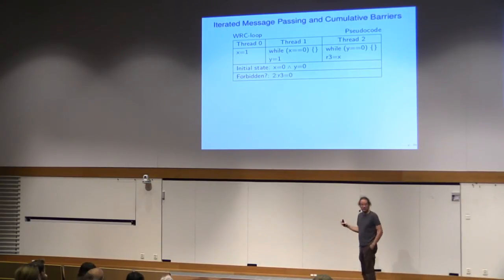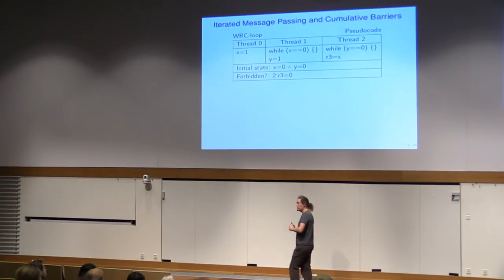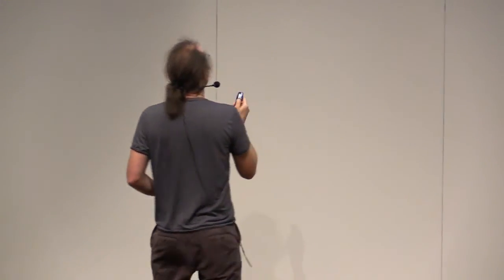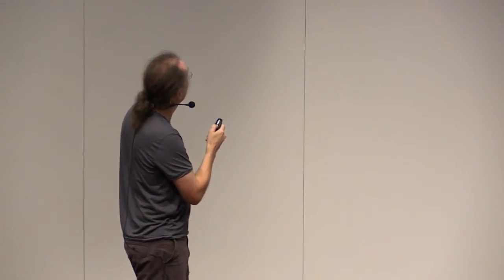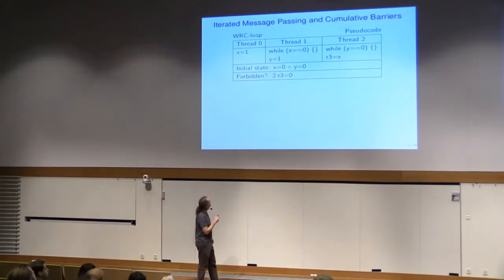On x86, this would still be fine, without any further ado. On ARM and Power, it's clearly allowed, because these are to different addresses, and you could just thread locally reorder in thread 1 or thread 2, and that would be fine. So suppose now you add in some dependency. I don't have time to talk about this in much detail in this talk, but add in something that preserves local order within each of these threads.